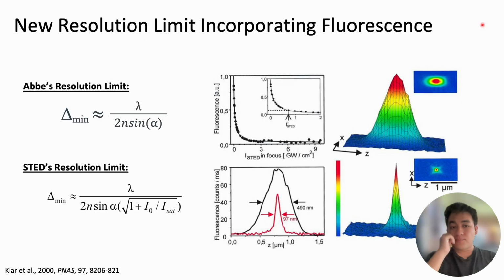All right, so now that we understand how STED works in a general sense, we can look at how this donut beam impacts the resolution limit. In the original Abbe's resolution limit, we can see that with STED, we can incorporate an intensity factor for the wavelength minimum, meaning that we can control how refined we want this data to get.